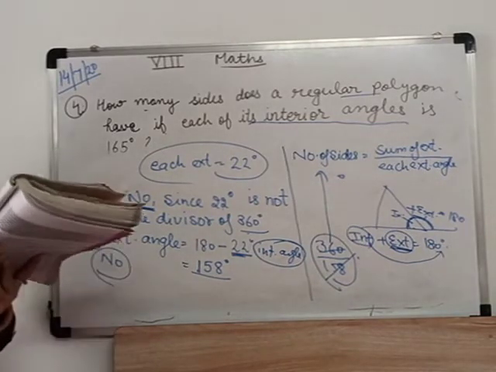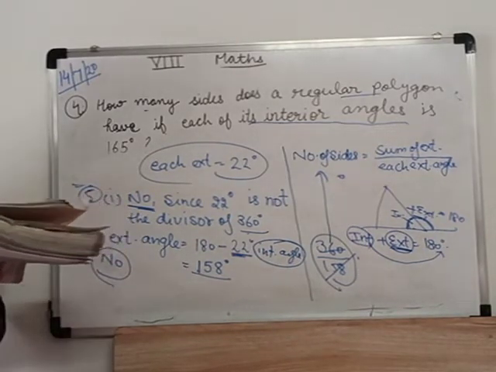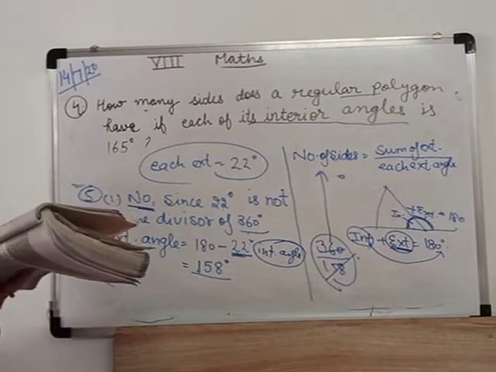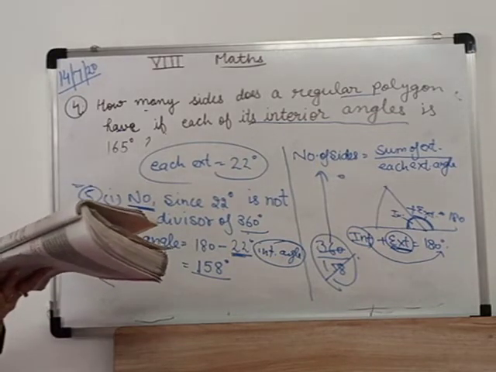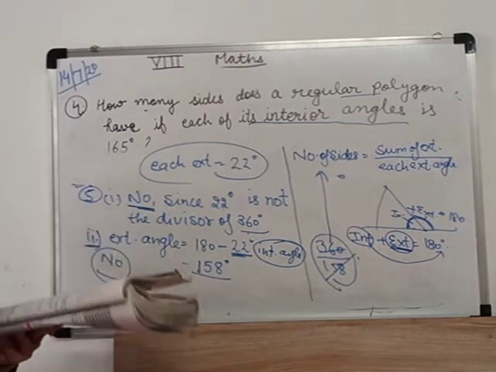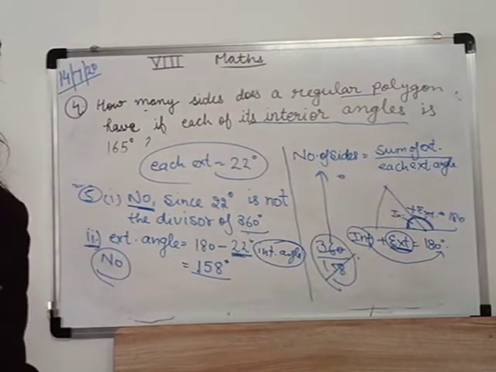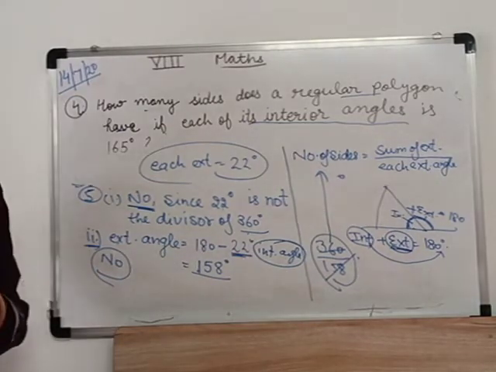Now question number 6 is here. In question number 6, what is the question? What is the minimum interior angle possible for a regular polygon? Why? Means what is the value of the minimum interior angle of any regular polygon?